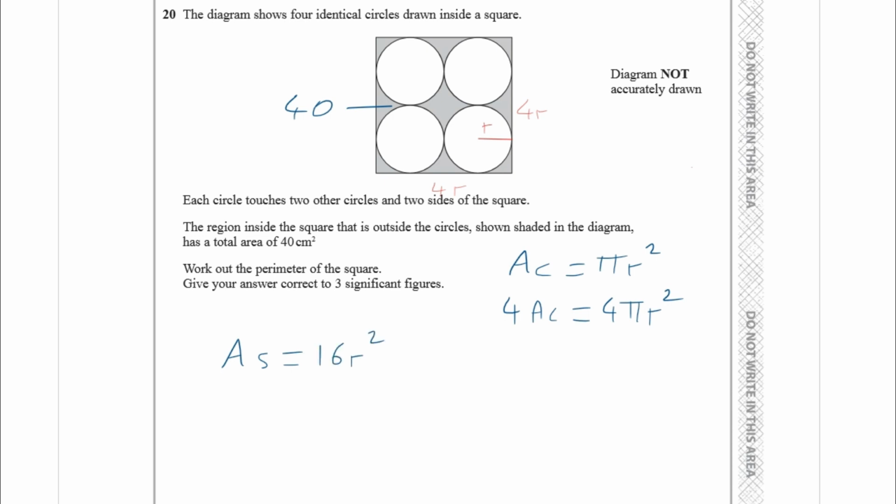And so when you look at the area shaded, which is given, we can say the shaded area 40 is equal to the area of the square, which is 16r squared, minus your 4 circles, which is 4 pi r squared.